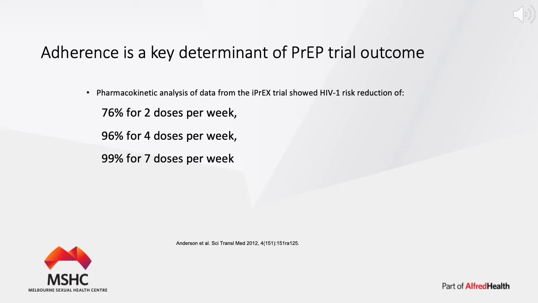But based on the pharmacokinetics of PrEP, we know that adherence is the key determinant of the effectiveness of PrEP. So if someone takes a medication every day as prescribed, then we get the effectiveness estimate to be about 99%. If they take 4 doses per week, so that's often referred to as T's and S's, so Tuesdays and Thursdays and Saturdays and Sundays, there's a 96% effectiveness estimate. But if they take 2 doses per week, then that effectiveness estimate is reduced to 76%.